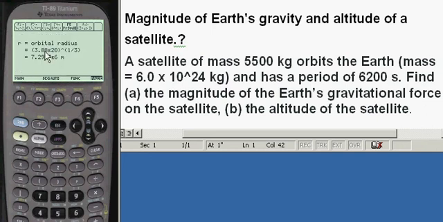Now we have to do the cube root of that, so we take that answer and cube root it, which you can do with the exponent of 1/3, same thing. Comes up with 7.2927 e to the 6 meters. That's the orbit of the satellite, the radius of the orbit, from the center of the Earth to the satellite, okay?